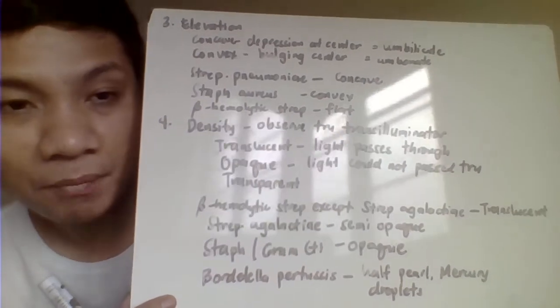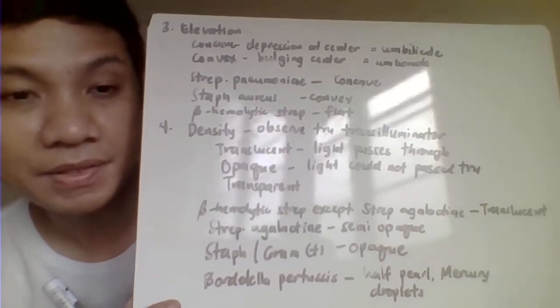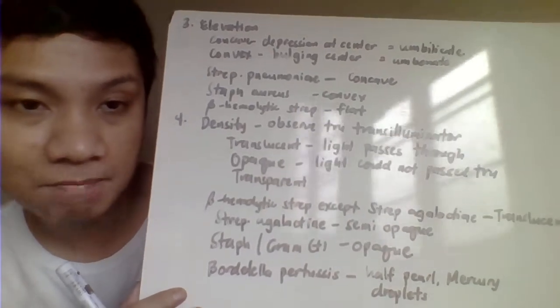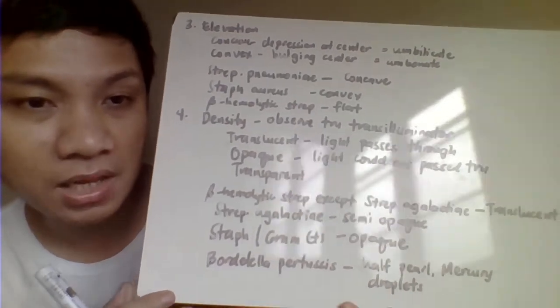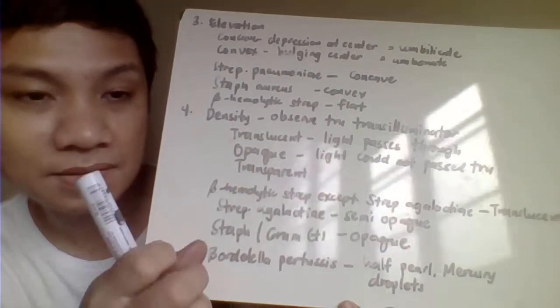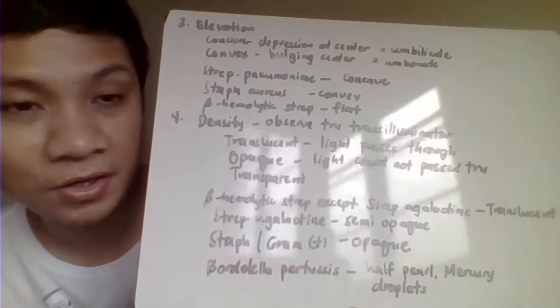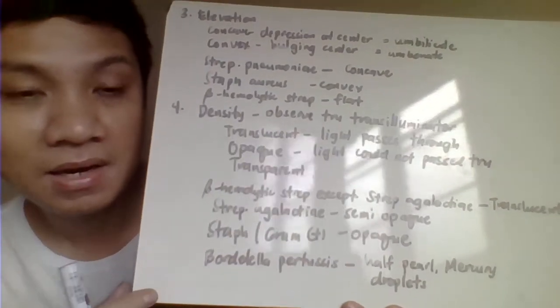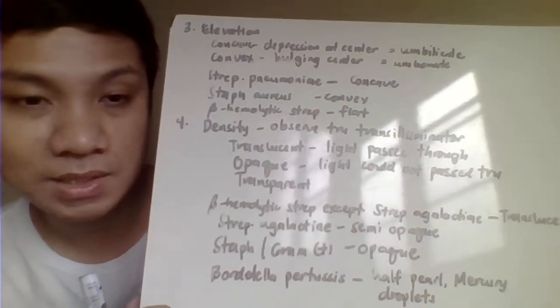So we have here the Bordetella pertussis. Again, this is the causative agent of whooping cough. It will have the characteristic mercury droplets, like a pearl, half pearl, or mercury droplets. It looks shiny. So that's the mercury droplet characteristic related to Bordetella pertussis.